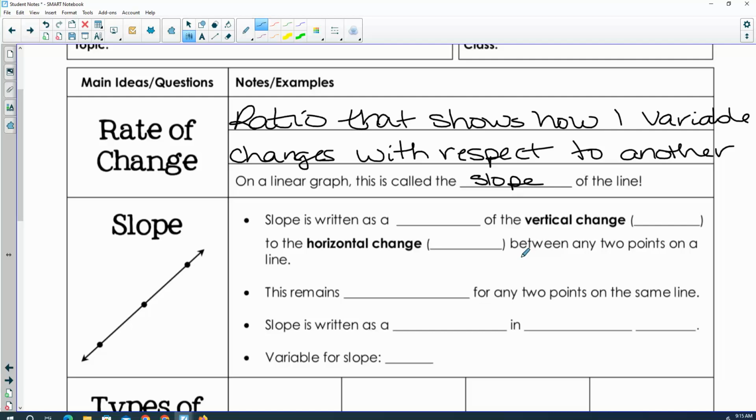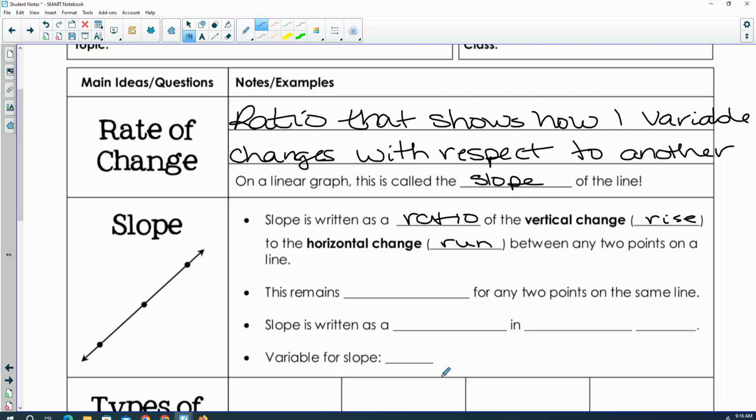So when we're talking about lines, we think rise over run. If you're sitting in a chair, you have to stand up before you can take off walking. So rise comes first and then run. It's the ratio of the vertical change, which is our rise, to the horizontal change, or we could call that the run, between 2 points.